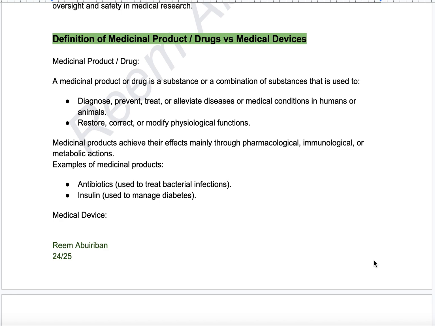I mean here to prevent the symptoms or medical conditions in humans or animals, and to restore, correct, or modify the physiological functions. Medicinal products achieve their effects mainly through pharmacological, immunological, or metabolic actions. Examples of medicinal products: antibiotics used to treat bacterial infections, insulin used to manage diabetes.